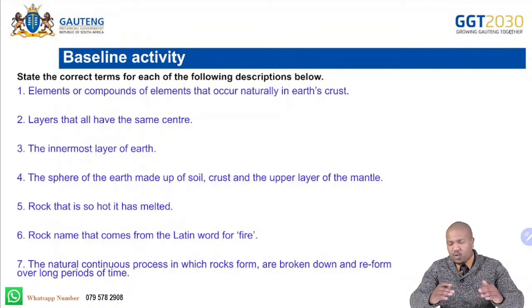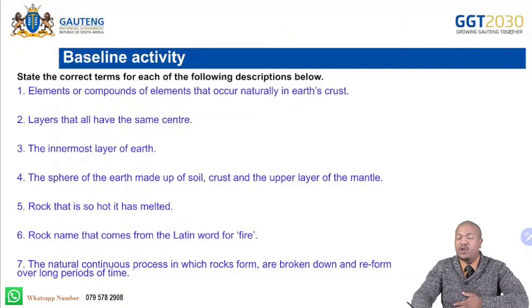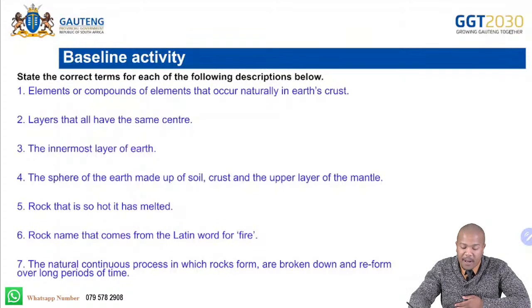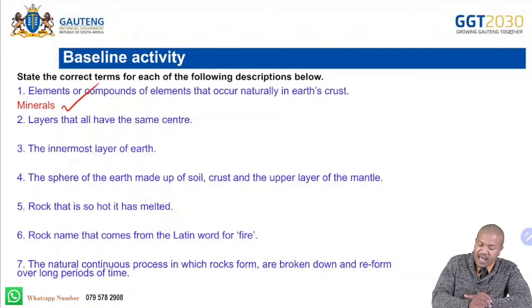So let's look at the solutions to this baseline activity. It said, state the correct terms for each of the following descriptions below. Number 1, elements or compounds of elements that occur naturally in the Earth's crust. And what do we call those now? We call those minerals.